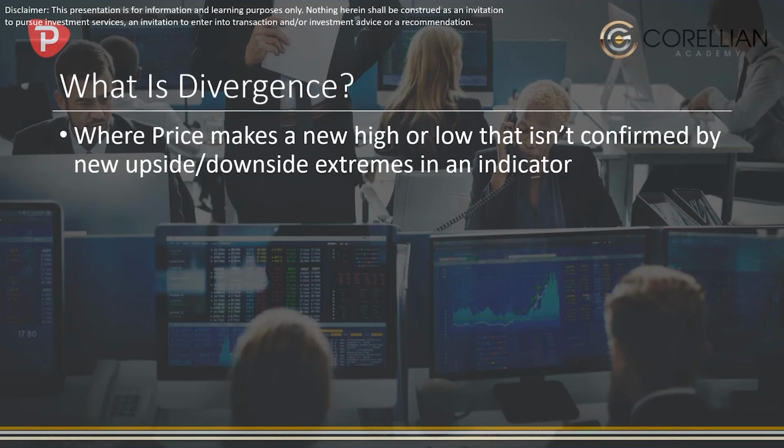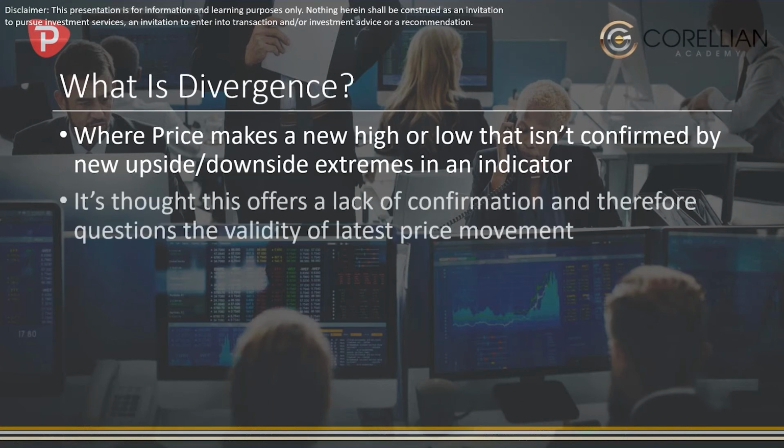In that, I mean, what is a divergence? A divergence is basically where price makes a new high or low, but that new extreme isn't confirmed by a similar upside or downside extreme within an indicator. Now, as I say, the majority of indicators when people talk of divergence tends to be momentum, but I'll just look at something this evening that can be quite useful in filtering out some of the false signals there.